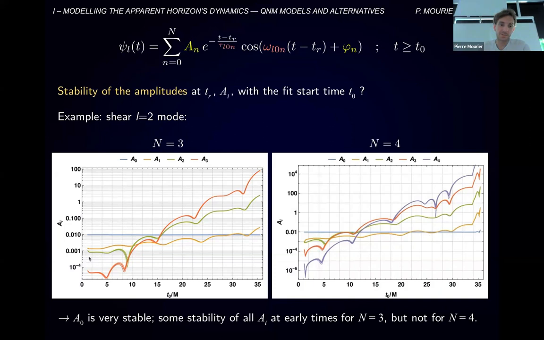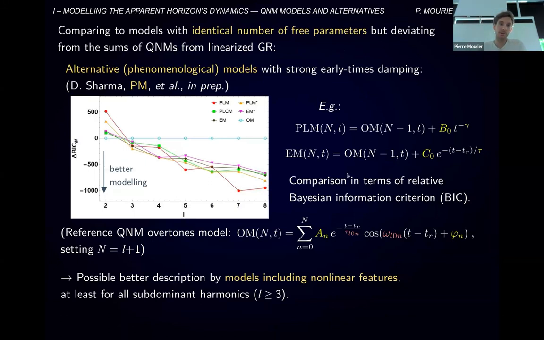There is only some short stability region here for up to 3 overtones, when we start fitting from early times, and then at later times or for a larger number of tones, this is definitely overfitting. Another thing we can do is to compare this modeling to models that have an identical number of free parameters but deviate from such linearized GR.